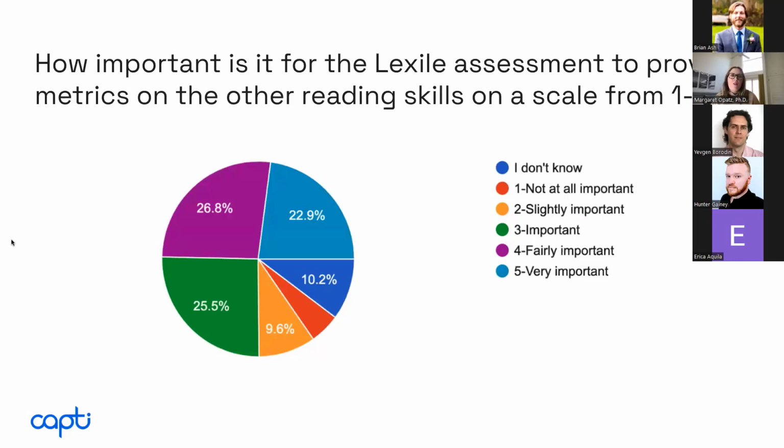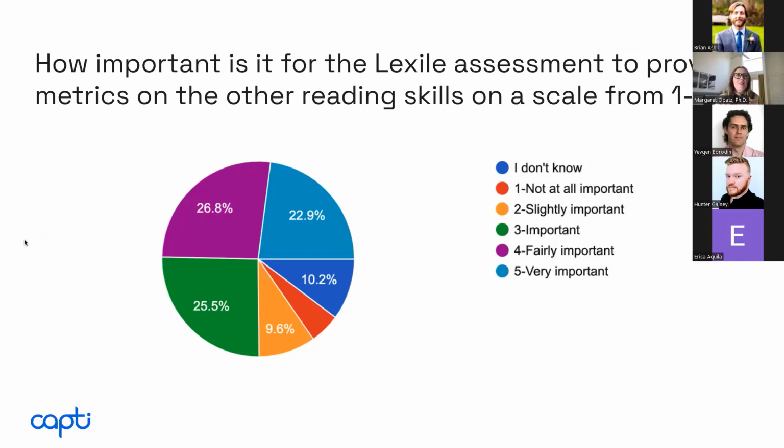So we also wanted to know, because Lexile is really just this holistic measure, it gives us one number for students, we wanted to know if educators wanted to have other metrics that went along with Lexile to really tell why students were receiving their Lexile level. So we asked this question about how important would it be to have other metrics that measured other reading skills coupled with Lexile. And you can see that the majority of respondents thought that that would be important or very important.